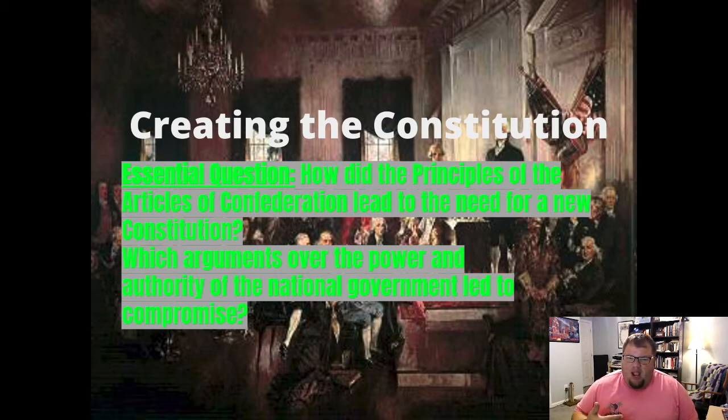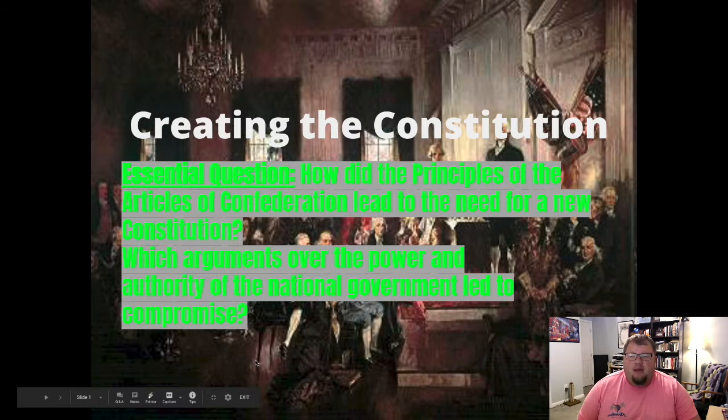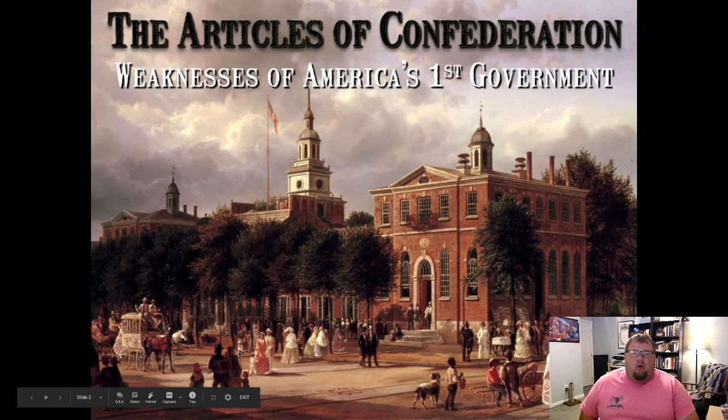So our essential questions that we're going to focus on are: how did the principles of the Articles of Confederation lead to the need for a new Constitution? Which arguments over the power and authority of the national government led to compromise? And so we're going to start off with looking at the Articles of Confederation. We're going to really look at the weaknesses of the Articles itself.